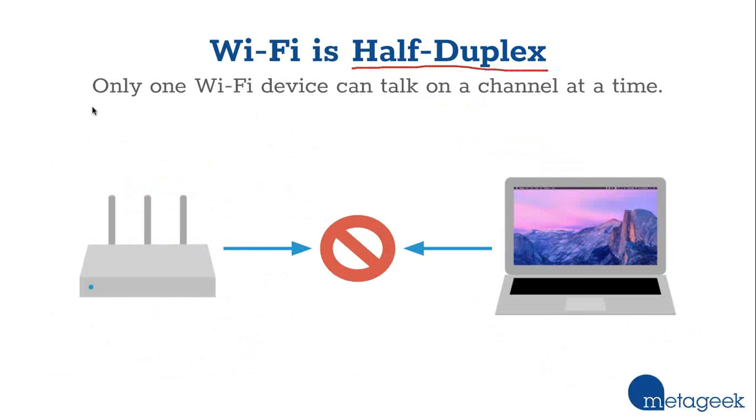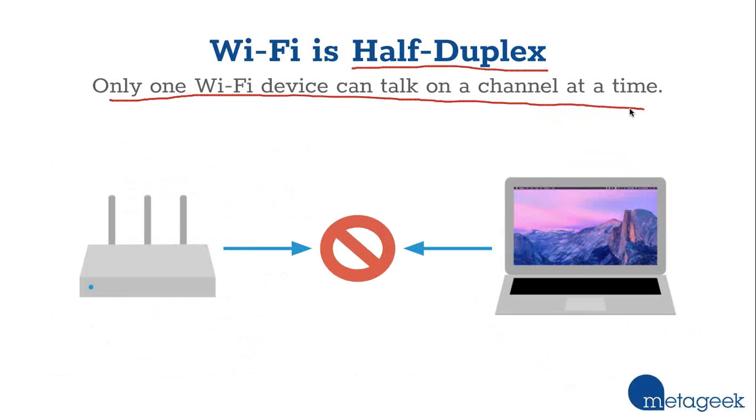When you're talking to a friend, only one of you can talk at a time. If you say something and your friend says something at the exact same time, you can't understand each other. You basically interrupt each other because you can't talk and listen at the exact same time. Wi-Fi is the exact same way.